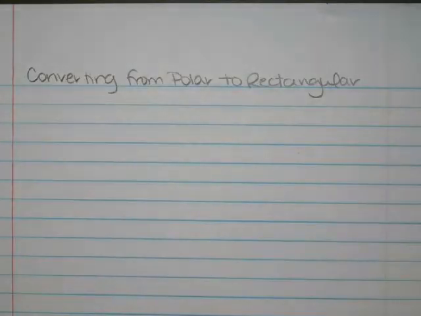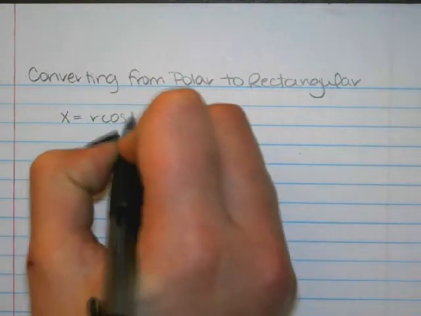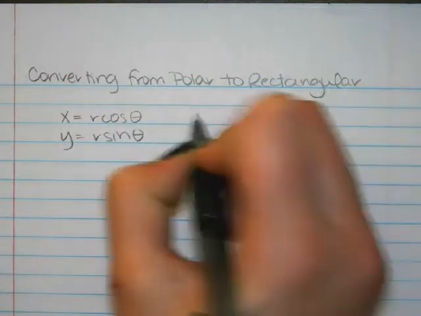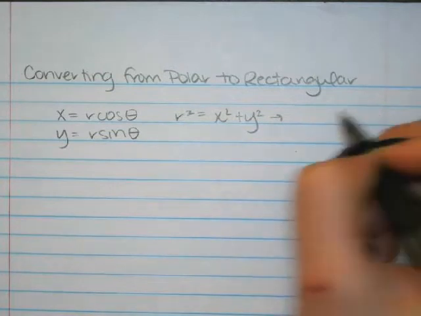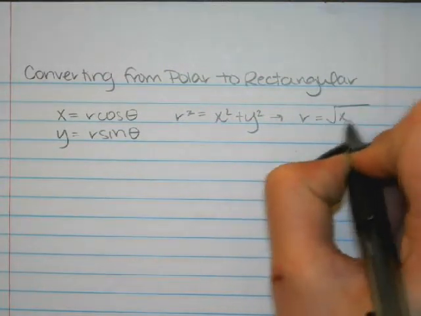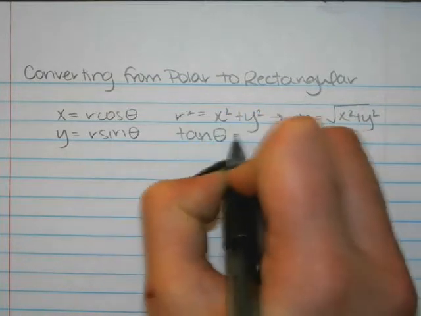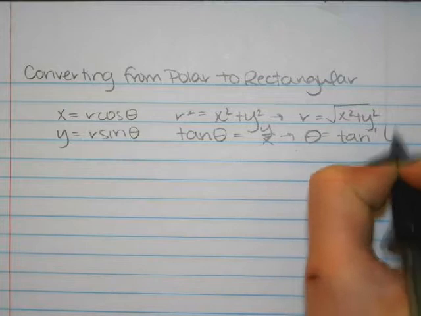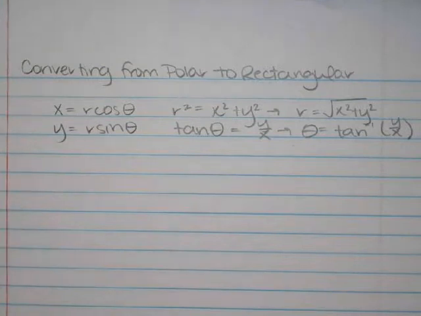So there are four formulas we should have memorized. What are they? R squared equals x squared plus y squared. Which is what? R equals square root of x squared plus y squared. Tan theta equals y over x. Or theta equals tan inverse y over x. Yeah, alternate. Good job. All right, so those are the four formulas we need to have memorized.